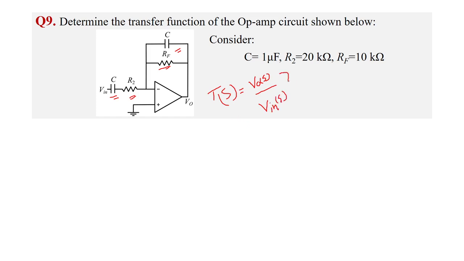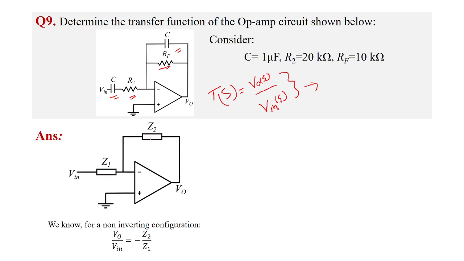It is similar to the gain, V naught by V in. So what is the s domain of that gain? That will be equal to T of s. So how to find that? As we can see here, this is an inverting configuration. Z2 is the network due to resistance RF and C kept in parallel. And what is Z1? This is resistance R2 and C kept in series.